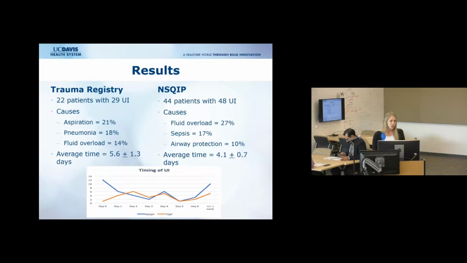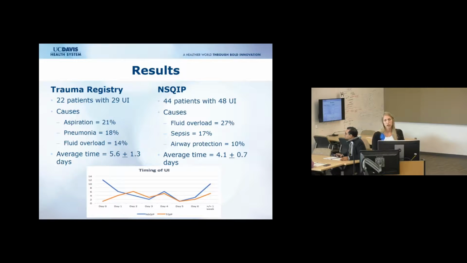The trauma registry, after exclusion of patients that didn't meet TQIP criteria, ultimately revealed 22 patients with 29 unplanned intubation events. The most common cause was aspiration at 21%, followed by pneumonia and fluid overload. The average time between either initial extubation or presentation in the trauma bay was 5.6, plus or minus about a day.